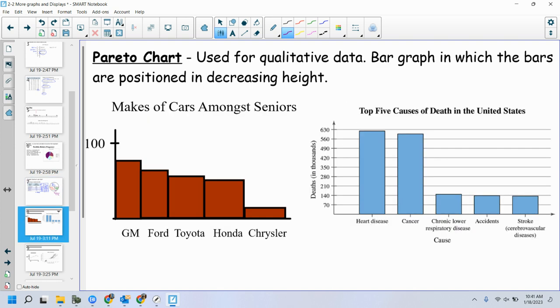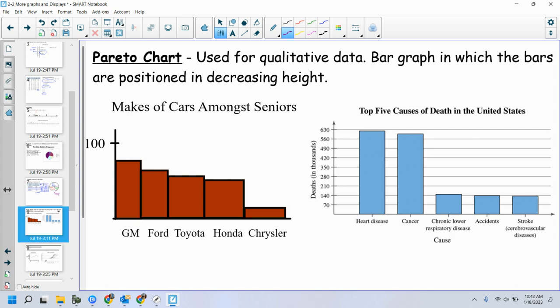Okay, pie chart. Next thing we have is what's called a Pareto chart. A Pareto chart is probably one of the least well-known charts. Basically, it's like a histogram for qualitative data. It's a bar graph in which the bars are positioned in decreasing height. That's like one of the only stipulations for a Pareto chart.